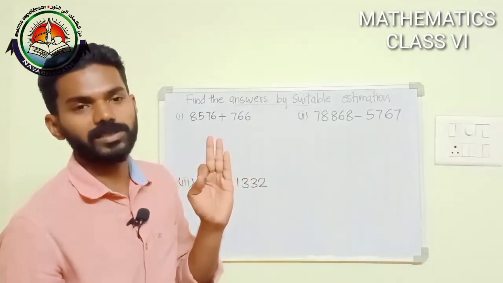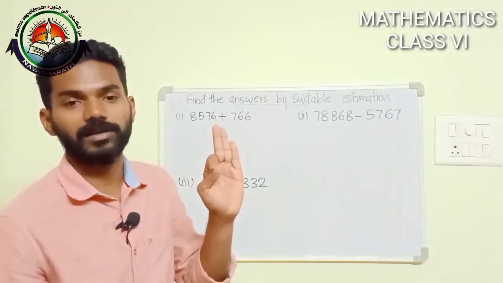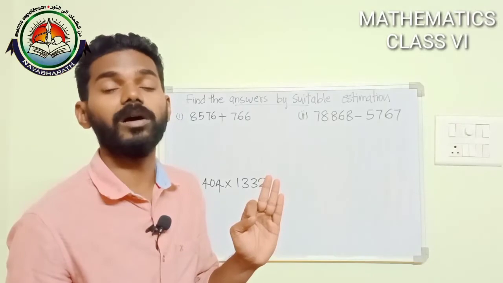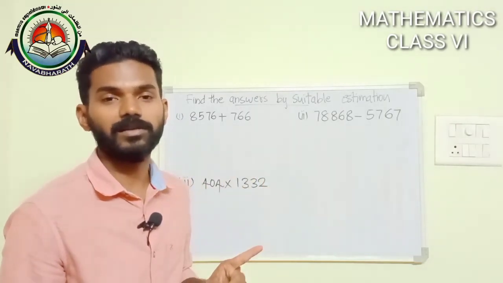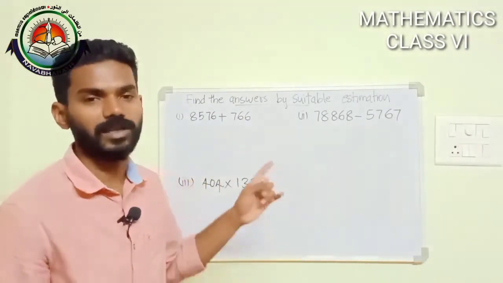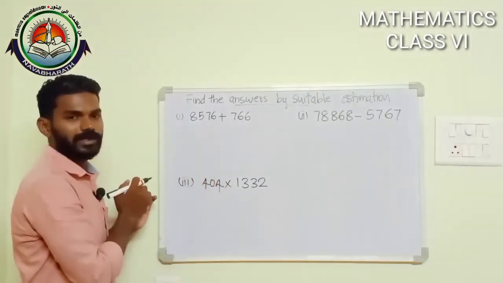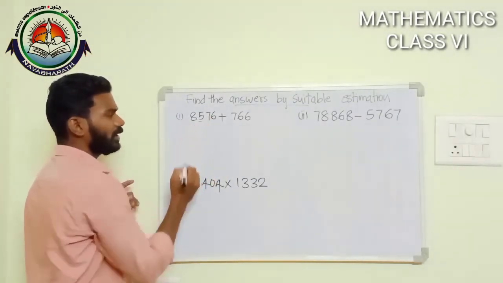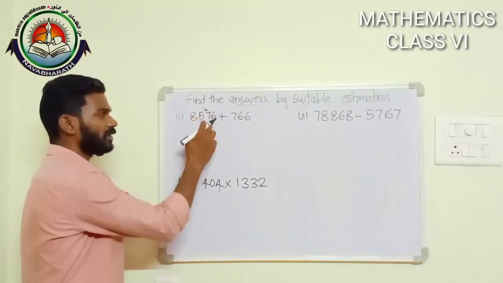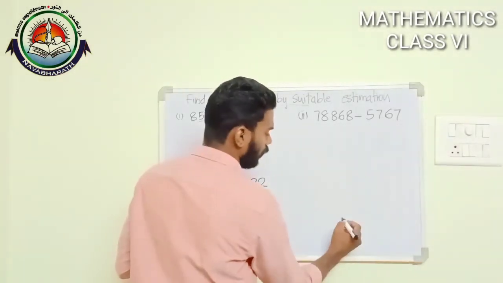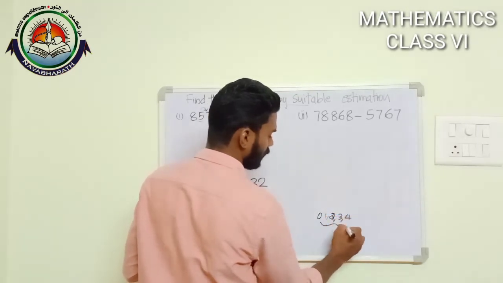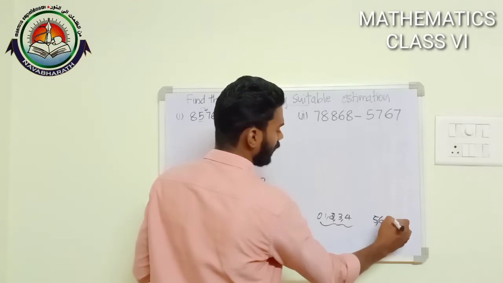Up to 3 digits means round off to the nearest 100. 3 digits means ones, tens, hundreds. So we need to round off to the nearest 100 for both the numbers. How can you do that? On this number, mark the place, hundreds place. It is 5. Now consider the next place. It is 7. And there are 2 groups. 0, 1, 2, 3, 4. This is the first group. And 5, 6, 7, 8, 9. This is the second group.